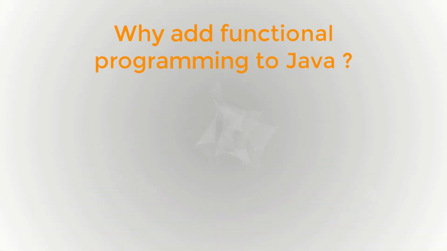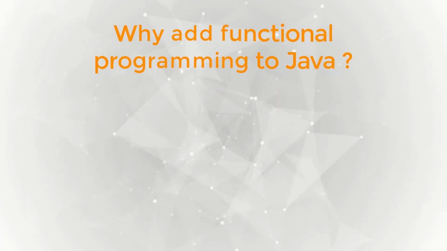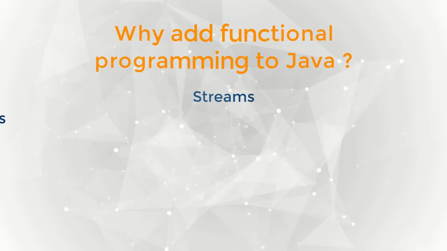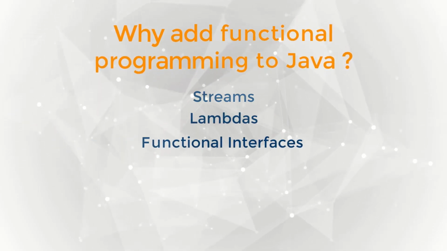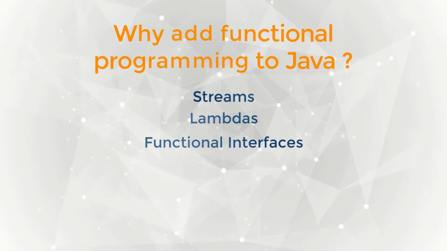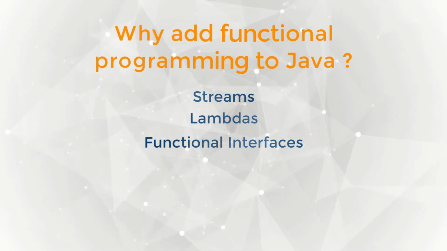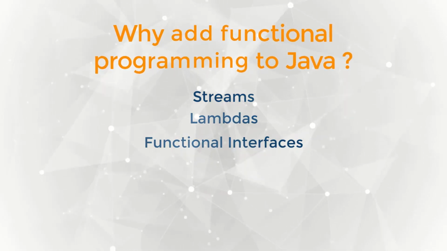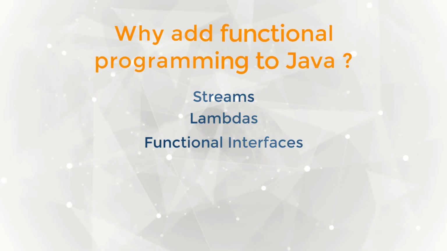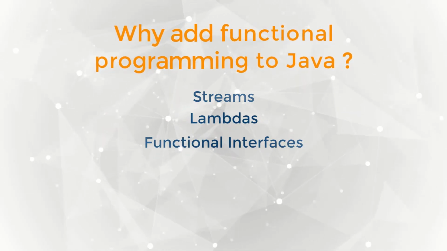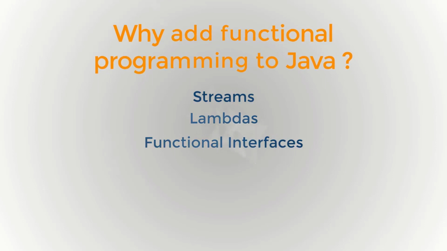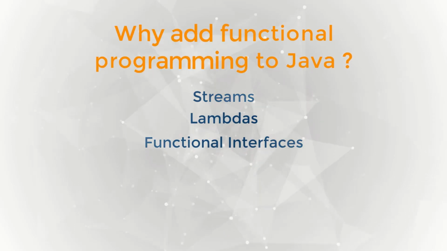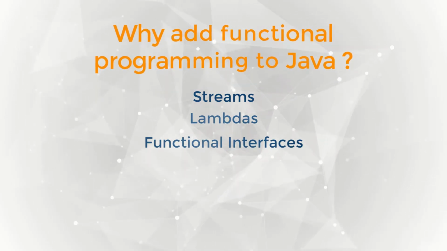Why add functional programming to Java? Java 8 comes out with new features like streams, lambdas, and functional interfaces. Streams allow us to declaratively iterate over collections through a multitude of intermediate and terminal operations to manipulate the data being passed through in a functional style. Among each of those operations, we use lambdas and functional interfaces to provide the functionality we need to each method depending on the result we are looking for.